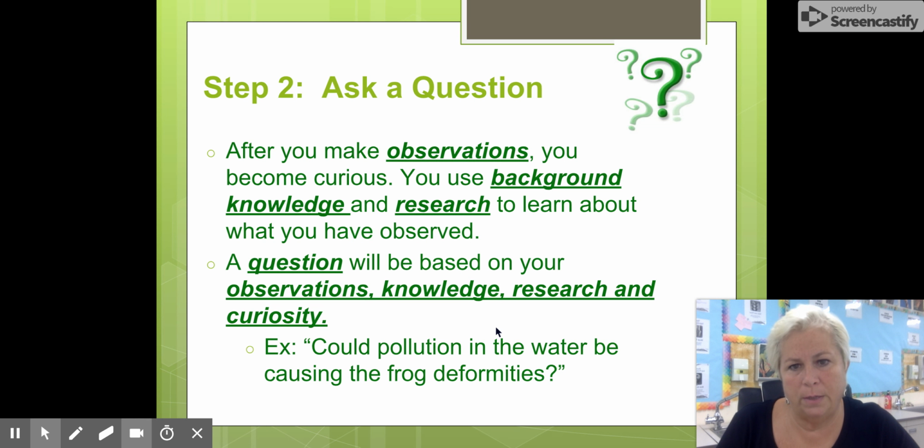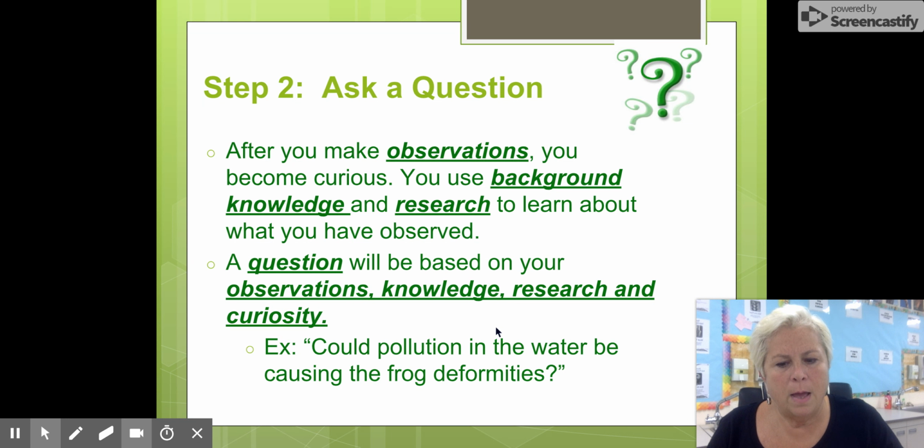So your question, the next step in scientific method, asking or formulating a question, needs to be based on those observations, but also on the knowledge and the research that you've done and your curiosity. Okay, so these scientists, when they were researching not just the frog life cycle and about the growth and development of frogs, but they were also looking at the pond, the environment in which those eggs were developing. And they discovered there was some pollution in that water.